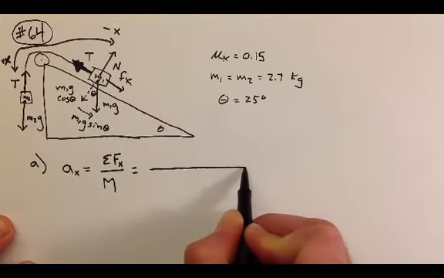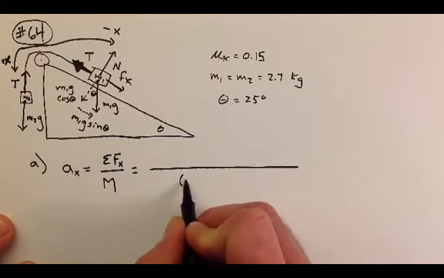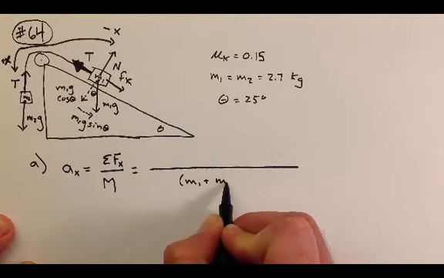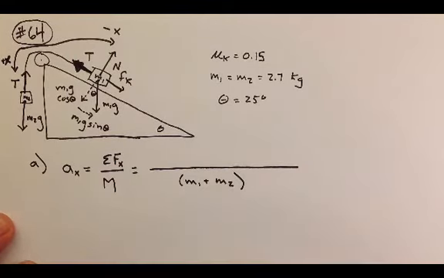Well, before we get into that, let's do this first. What is the total mass of my system? The total mass of my system would just be m1 plus m2, right? And notice here, I'm going to stick with variables until I get to the very end before I start plugging in numbers, all right?